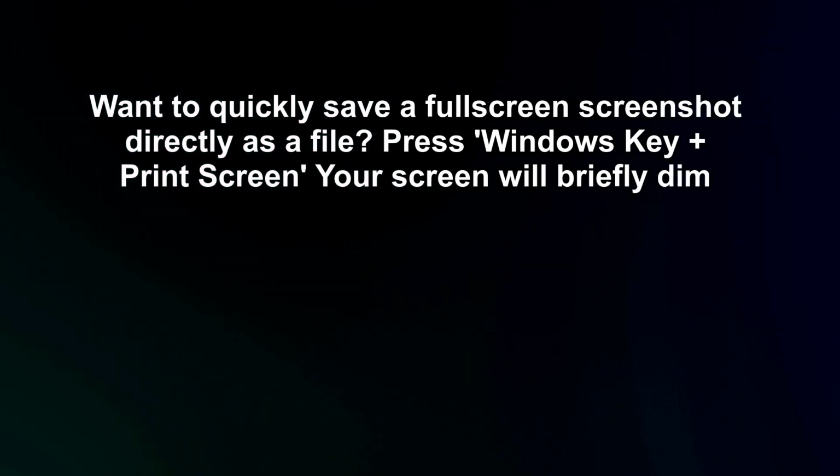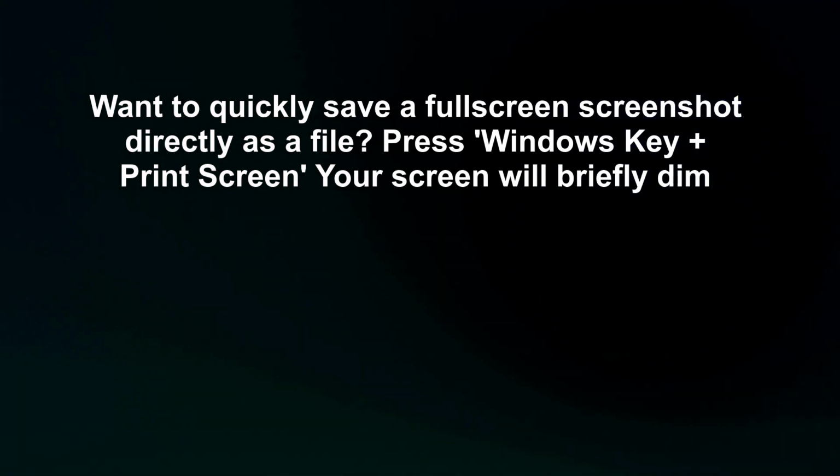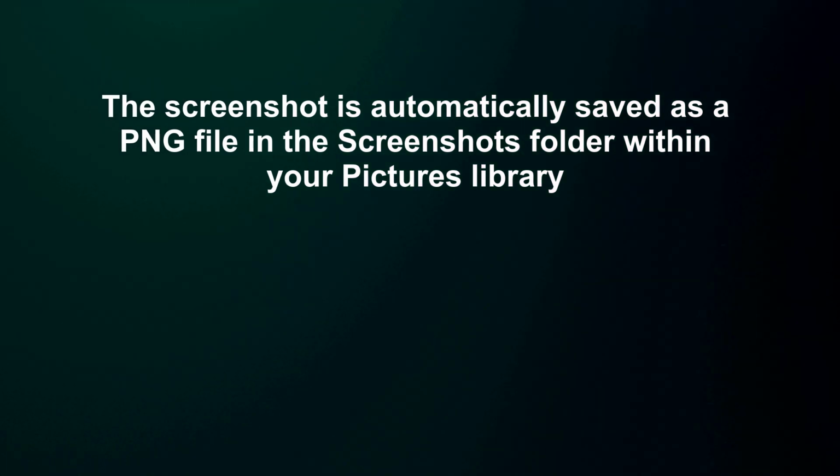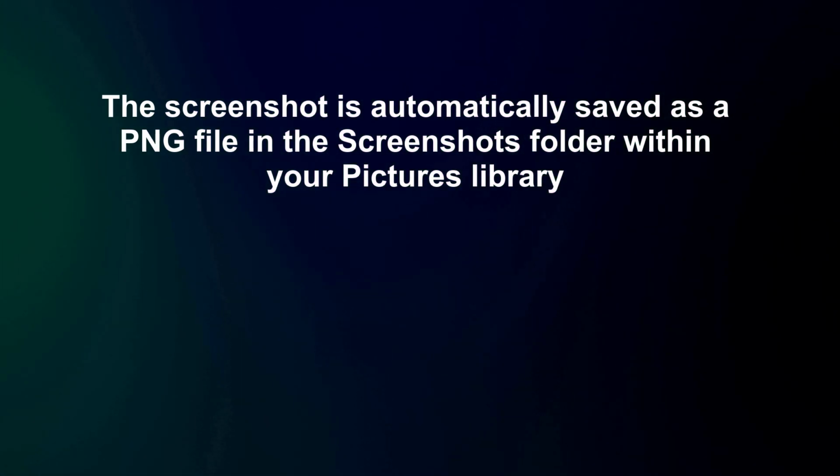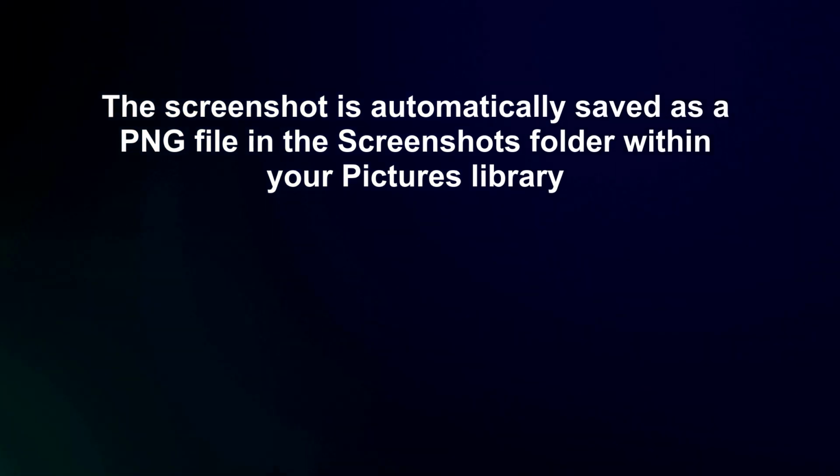Want to quickly save a full screen screenshot directly as a file? Press Windows key plus Print Screen. Your screen will briefly dim. The screenshot is automatically saved as a PNG file in the Screenshots folder within your Pictures library.